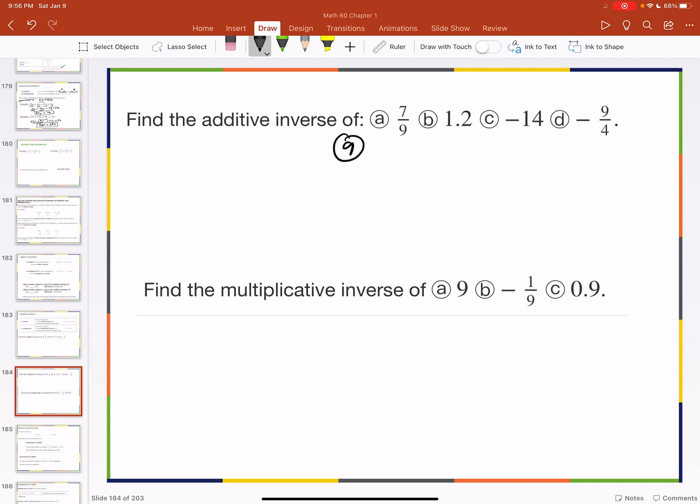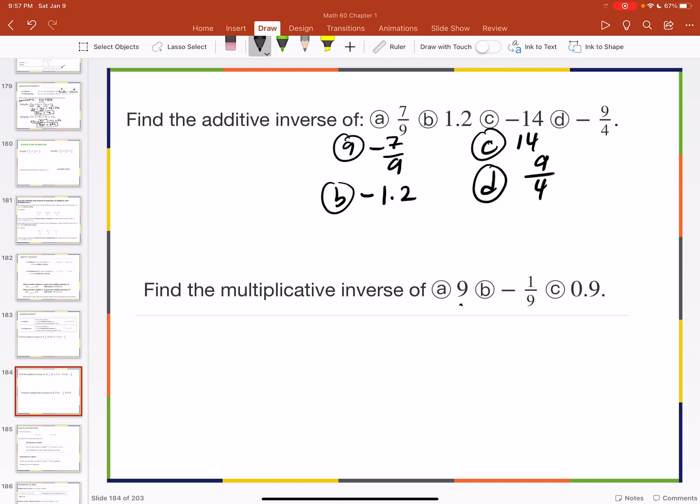Okay, so let's go ahead and do a couple more. What's the additive inverse of 7/9? Well, that's just negative 7/9. That's its opposite. What about 1.2? Positive, so the additive inverse will be negative, the opposite. What about the additive inverse of negative 14? Well, that's just positive 14. And then what's the additive inverse of negative 9/4? That's positive 9/4. Okay, not too bad.